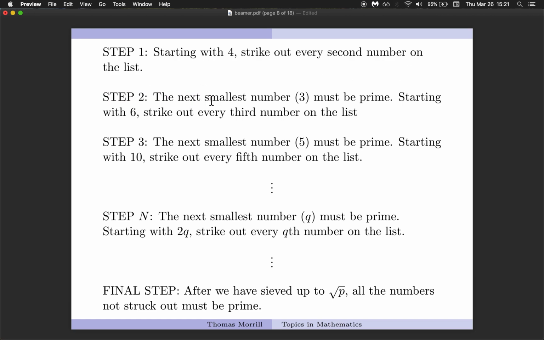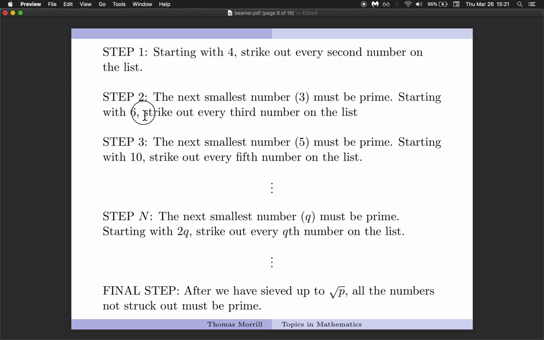So 2 is still on my list. The next smallest number is 3. And my notes say that's got to be prime. Well, yes, I know 3 is a prime. Thank you very much. Now I'm going to start with 6. I already did strike out 6 because I know 6 is even, but I left it there as a placeholder. You'll see on the next slide what I mean.